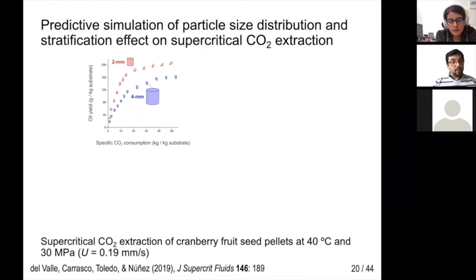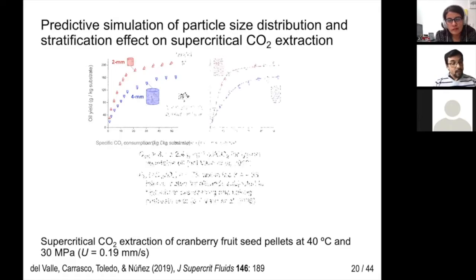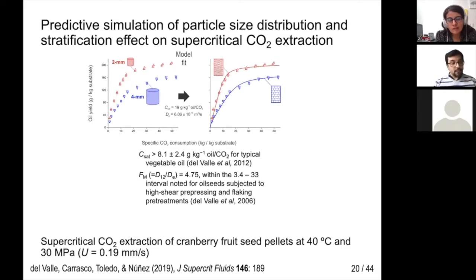The simplified model was applied to describe the effect of substrate stratification on the extraction of packed beds with a particle size distribution. In this example, pellets of cranberry fruit seeds of 2 and 4 millimeters were extracted with supercritical CO2 at 40 degrees Celsius and 300 bar. As before, a single effective diffusivity and oil solubility described the extraction of the 2 substrates.